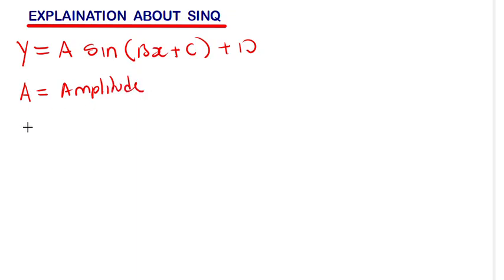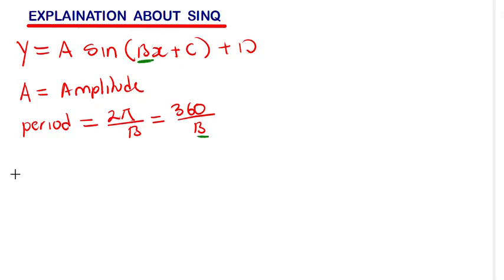Then we have what we call the period. The way we calculate the period here is 2 pi over b, or in another situation, I can just say 360 over b. Which b exactly? This b which is here. That's the b that I've put in there.